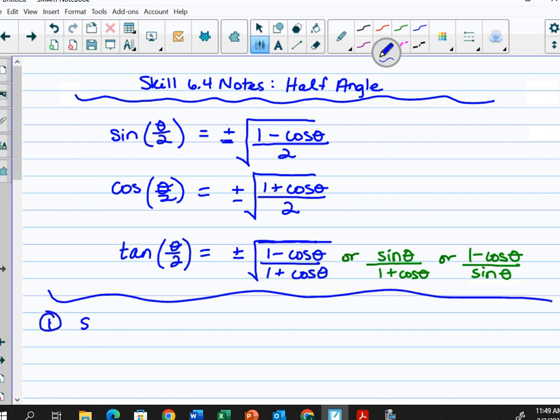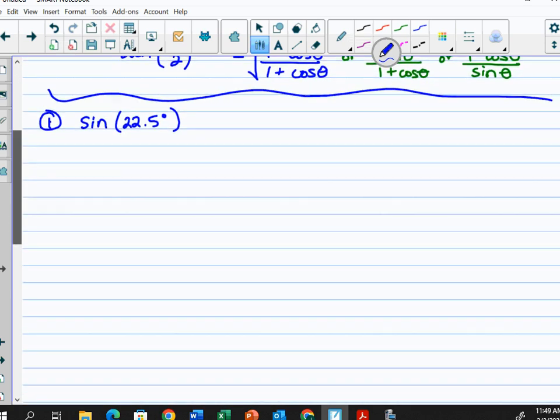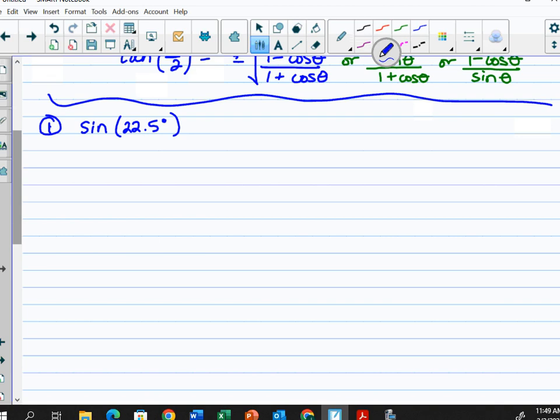Okay, our first problem. We are going to find the sine of 22.5 degrees. I know you've been just dying to know what the sine of 22.5 degrees is. So today's the day, guys.